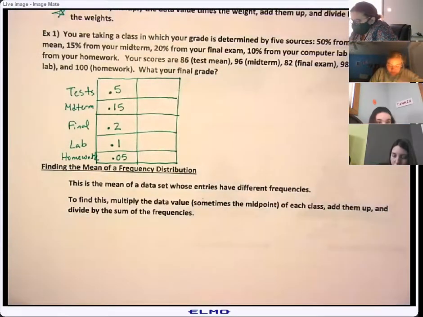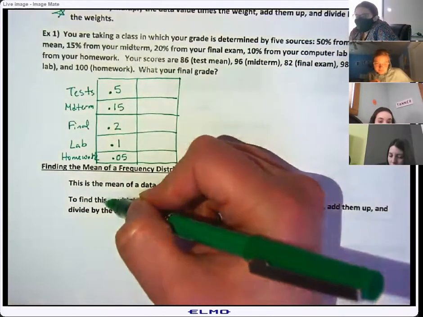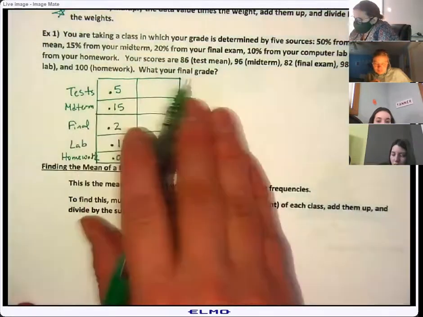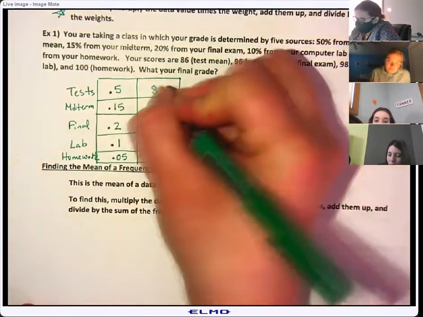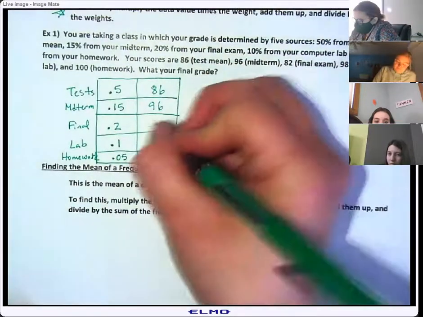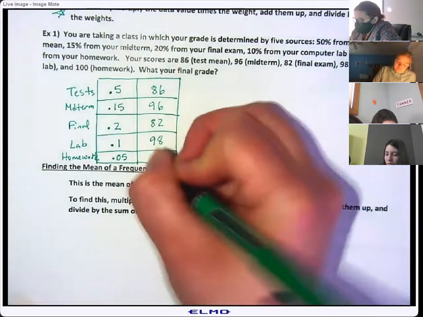Now, these are all percents, and I'm hoping that this teacher isn't too crazy. So yes, these do add up to 100%, but if they didn't, you would divide by whatever they add up to. And then it says that your scores were an 86 on average for your tests, a 96 for your midterm, your final was an 82, your labs were 98s, and you got 100% on your homework.